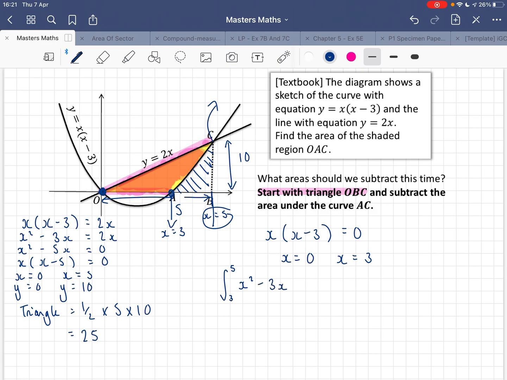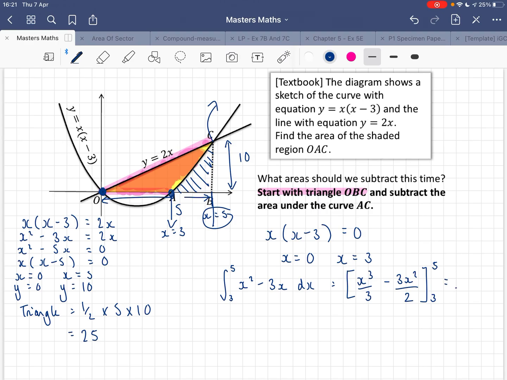Again, expand that out because we cannot integrate it in the form with the bracket. And then we want to integrate it. So we get x cubed over 3 minus 3x squared over 2. And then we are putting in 5 and 3. Okay, we're using those limits. We would put in 5 and we would put in 3 and we would subtract them, just like we did in the last few examples.